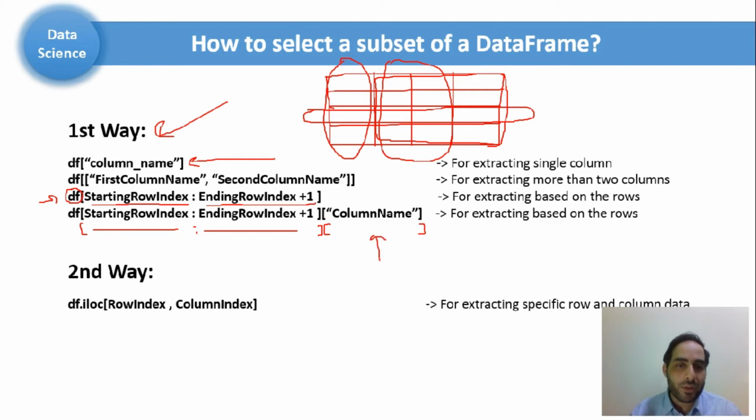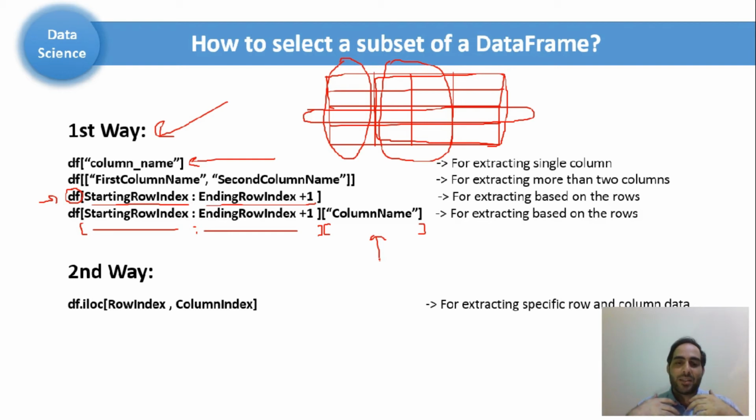Now, is it important to start with the row index and then after that the column index? No, you can start with the column index and then follow it with a row index. That is completely not important here. I mean, there is no rule that I need to start with the row and then follow it with the column, nothing like that. So it is interchangeable, you can just do it the way you want.